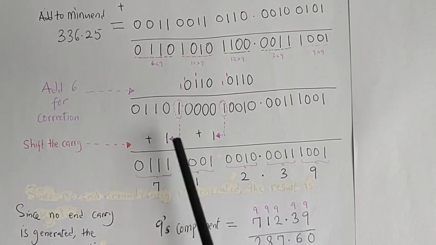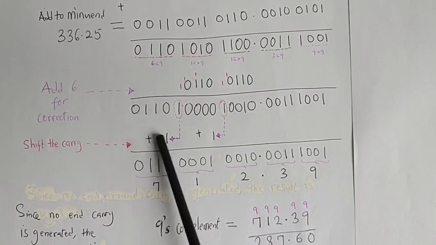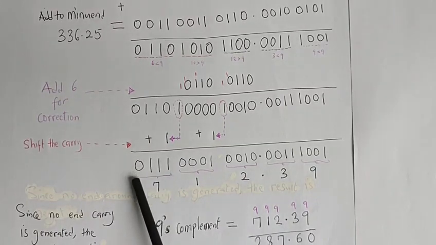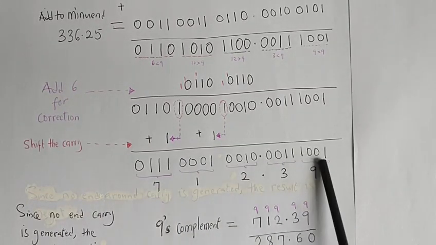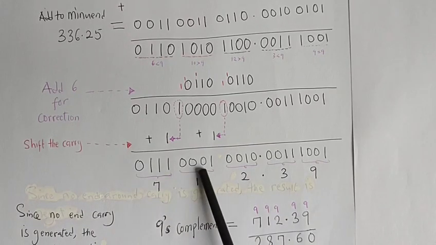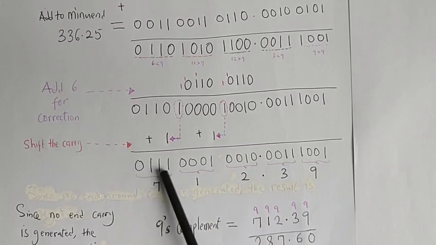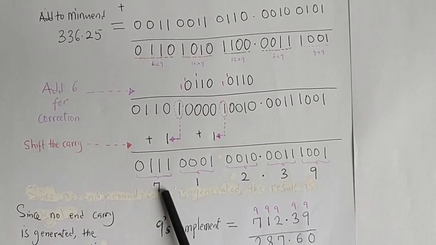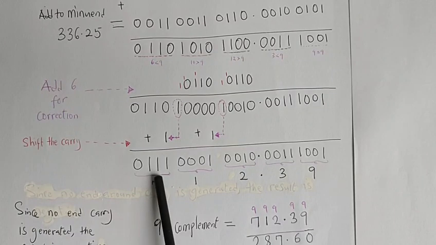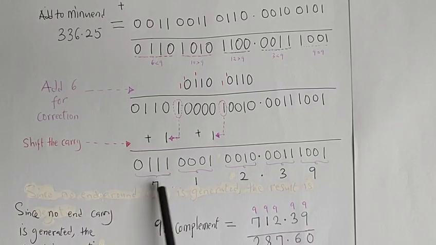We say 0 plus 1 is 1. 1 plus 0 is 1. 1 plus 0 is 1. And then 0 plus 0 is 0. So we have all of these values. The next thing we need to do is represent them in decimal. So 0, 1, 1, 1 is going to be 7, which is 4 plus 2 plus 1 gives us 7.